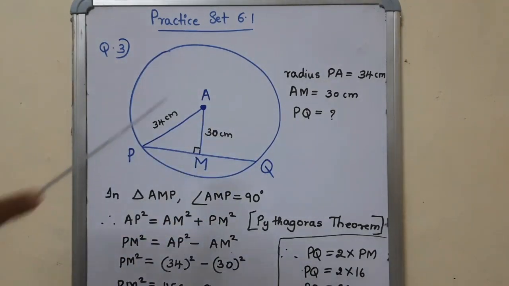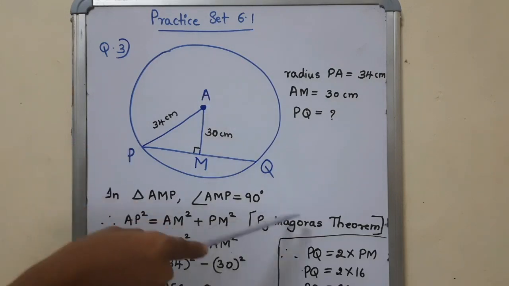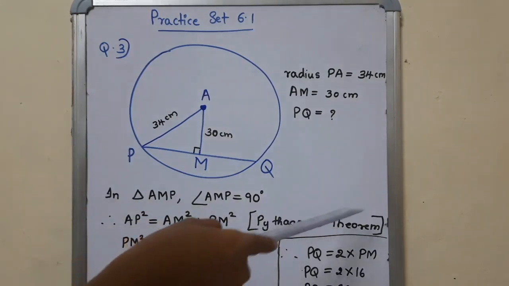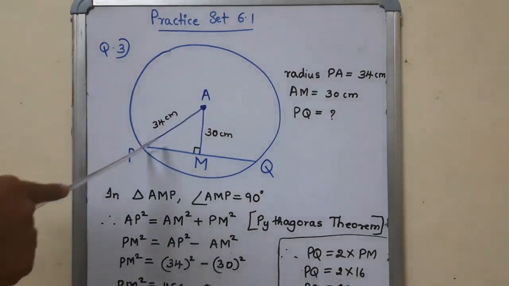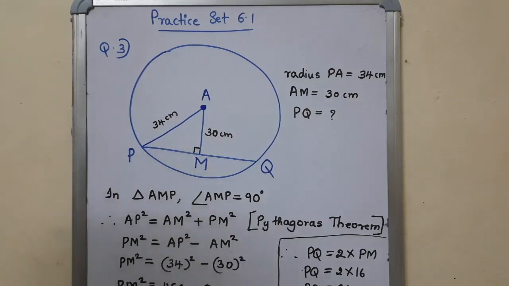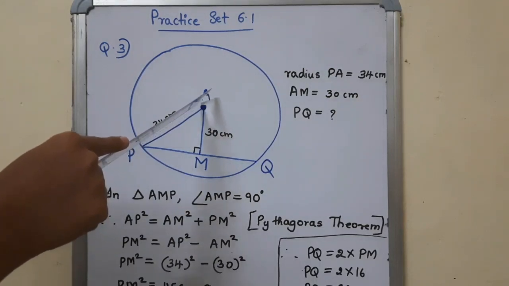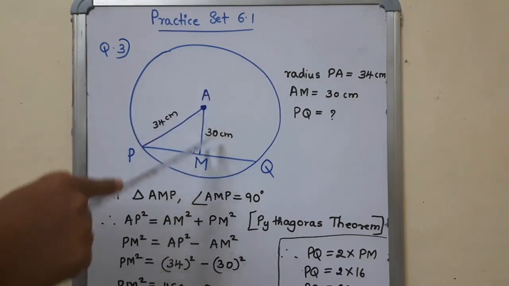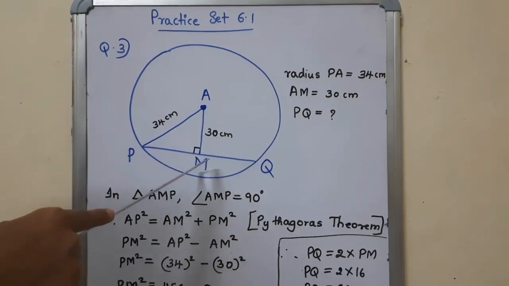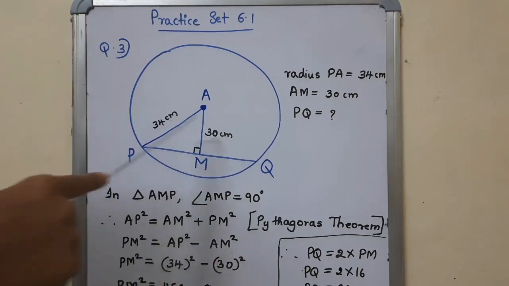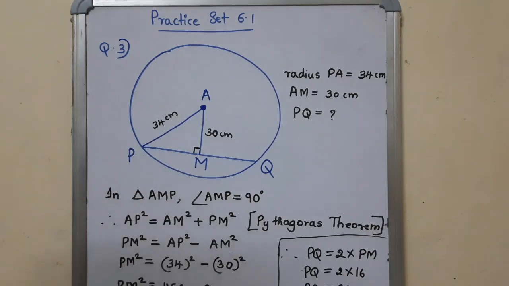Now we know we are using Pythagoras theorem in each and every problem. So here also we will use the same theorem. We know this is a right angled triangle because AM is perpendicular to PQ. Here we know AP equal to 34 centimeter, AM equal to 30 centimeter. Therefore we will find PM first. Then we know PQ will be double of PM.